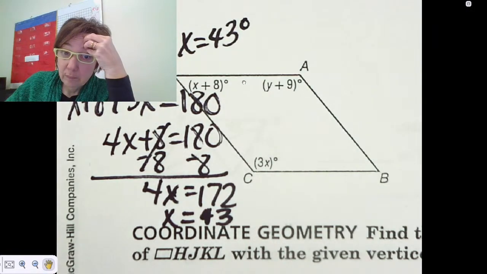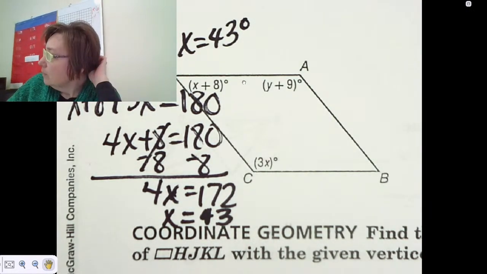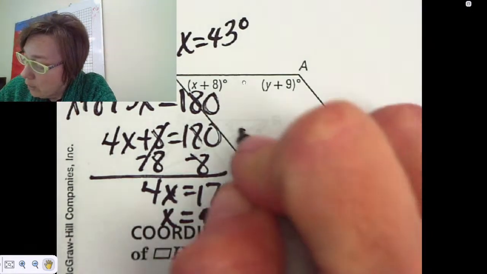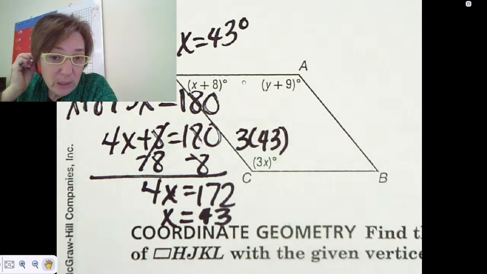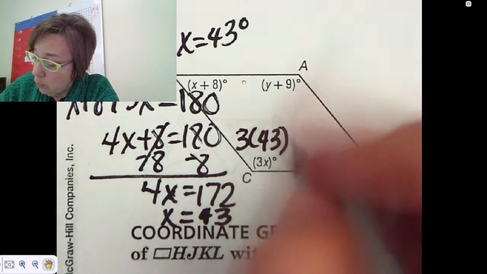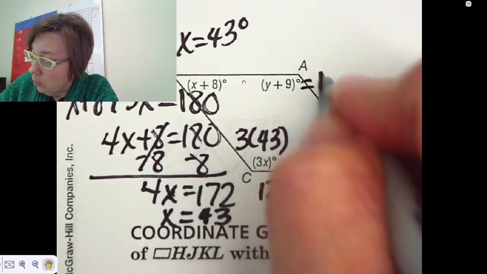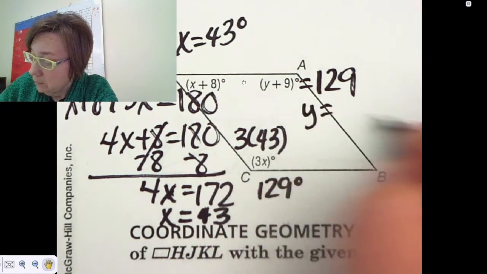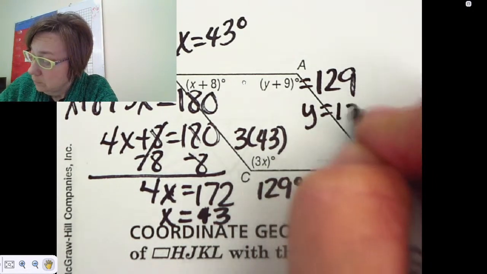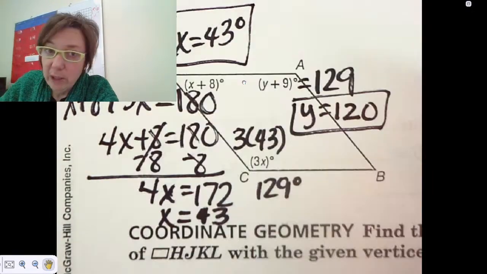What are we going to do to find y? We would solve C and then we would set it up equal to A. Exactly. So we're going to do 3 times 43 to get C. What is 3 times 43? 129. And then that's going to equal y plus 9. So what does y wind up being? 120. So 120 and 43 are our answers.